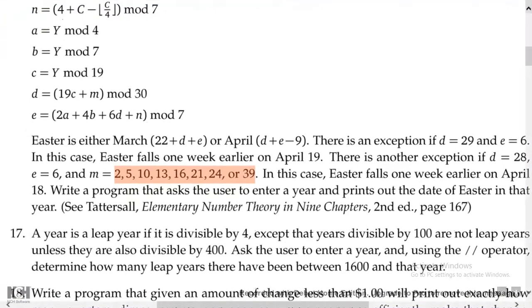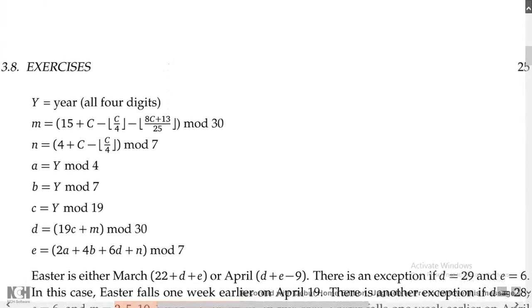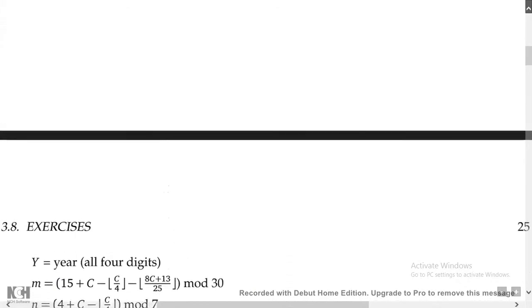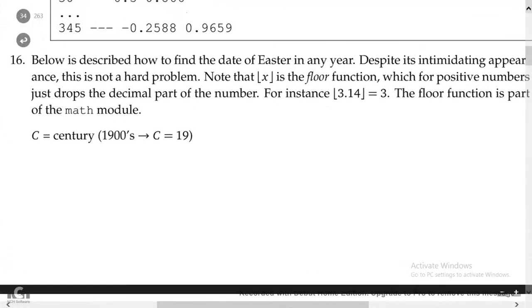And this is it right here. Let me scroll up a little bit. Below is described how to find the date of Easter in any year. Despite its intimidating appearance, this is not a hard problem. That's indeed the case, okay?